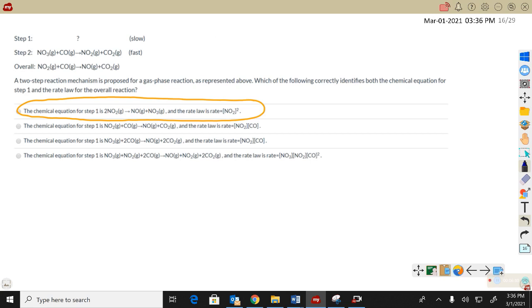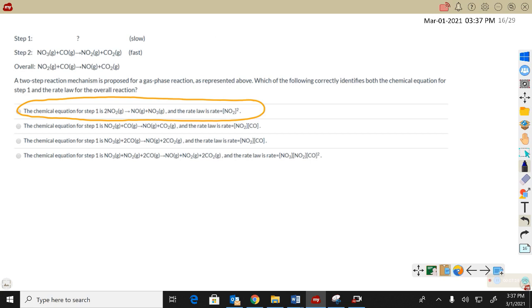Then finally, if this is an acceptable mechanism, I would expect to find a rate law based on the molecularity of the first step. That's the slow step. I would expect it to be second order with respect to the nitrogen monoxide or nitrogen dioxide. And again, similar to the last equation, I would expect it to be zero order with respect to the carbon monoxide. So kind of a similar question, similar equation, but just given a little different way.